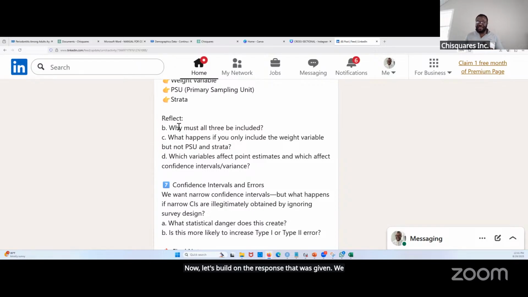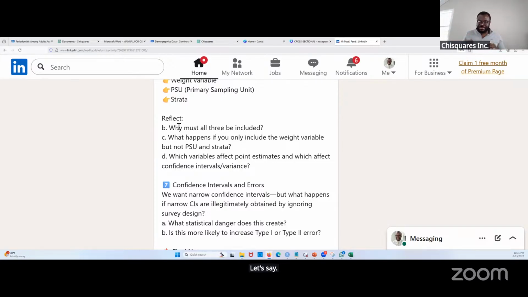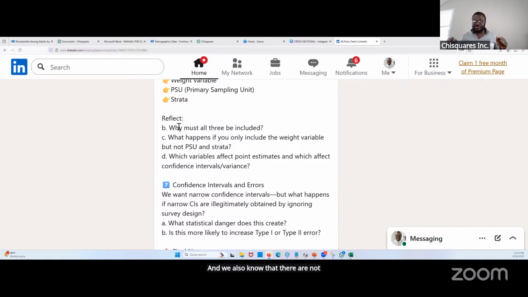We come to Zamunda and we say we're interested in looking at the prevalence of falls, like falling and breaking your hip. This is an issue that we intuitively know will affect older adults, and we also know that there are not so many older adults in the country. So it's very important that we design a study in such a way that we capture a sufficient number of older people. So we need to stratify, right? So the first decision is, should we stratify or should we not stratify?